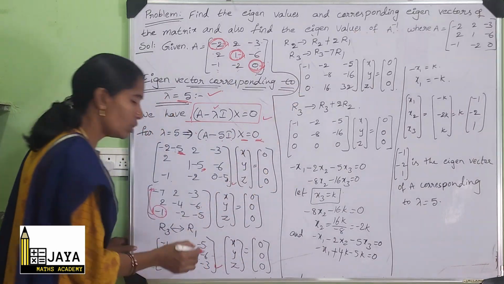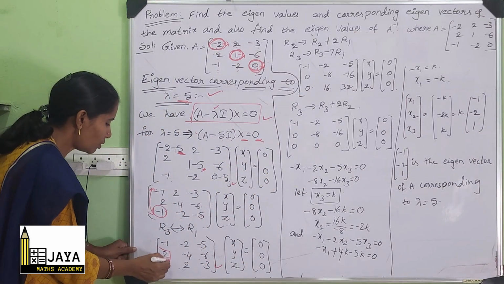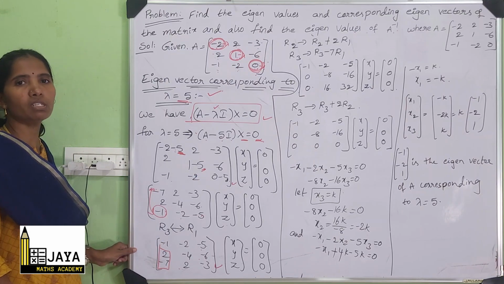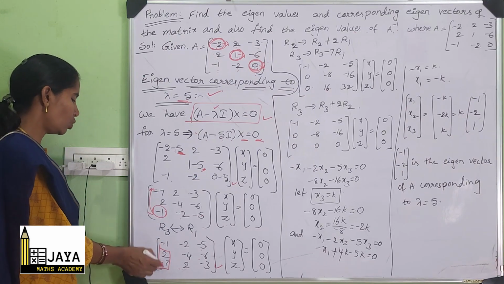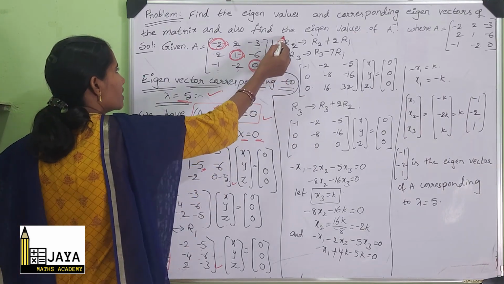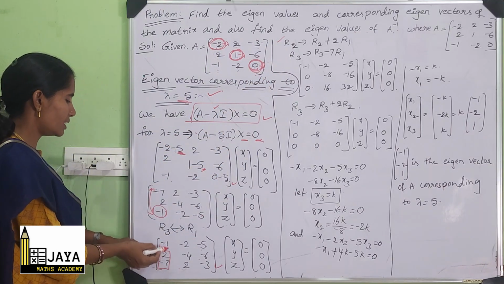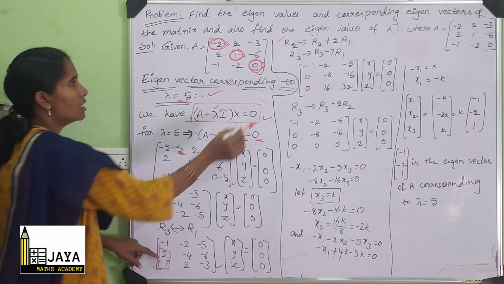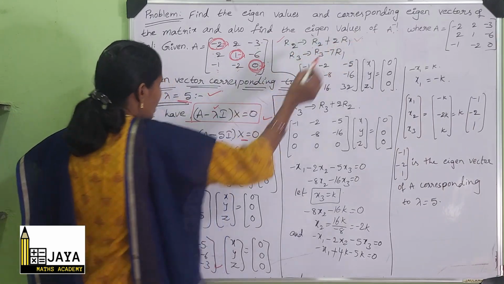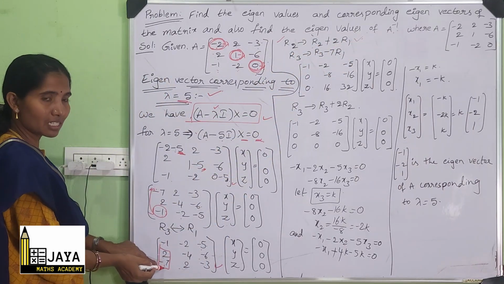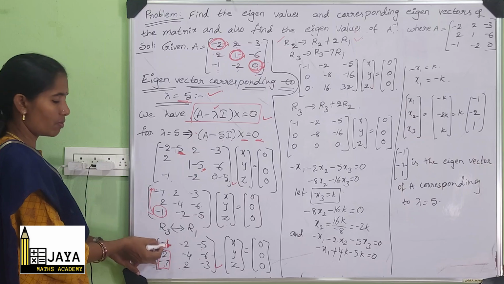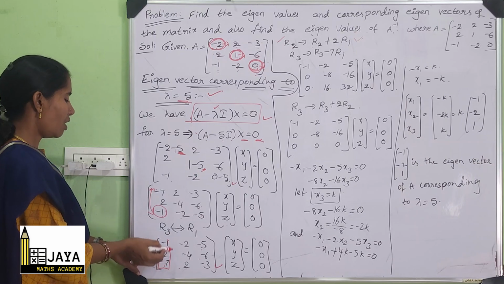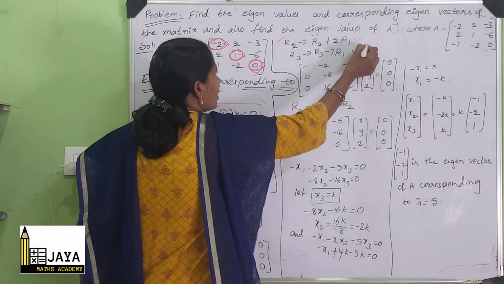Next, we want to convert this into echelon form. To convert this, make these two elements zeros. To do that, we write the operations: here 2 is there in R2, so we need 2 in R1 as well, so 2 minus 2 gives 0. So R2 plus 2 R1. For R3 also, -7 is there, so we need 7. So R3 minus 7 R1 we want to do.